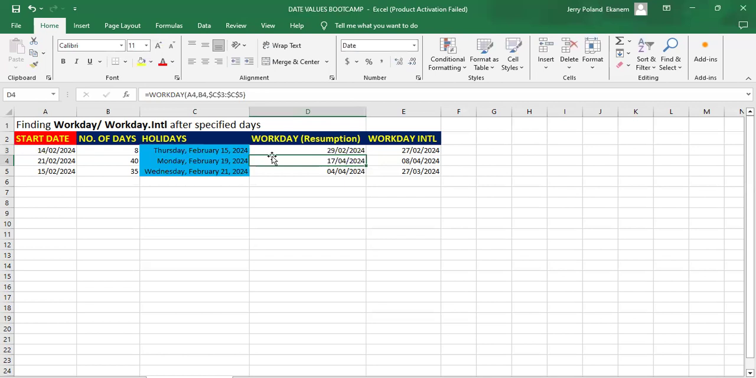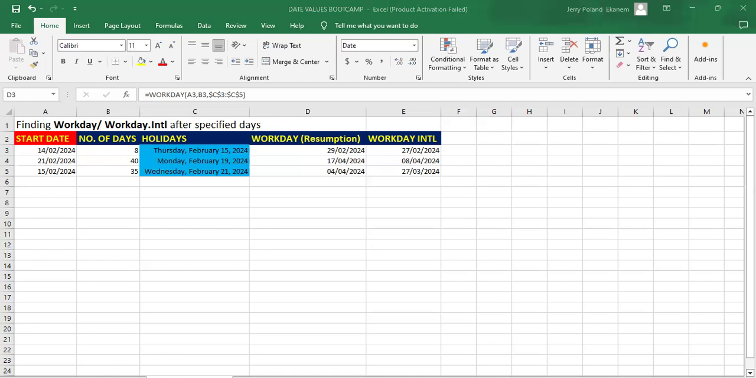Meanwhile, let's enter. So we can see that she started her leave on the 14th, and then she'll be resuming on the 29th of February. All right, so let's confirm that by using our computer calendar here. So we check it out. Chinaza is starting her leave on the 14th. Okay, so that's day 1.